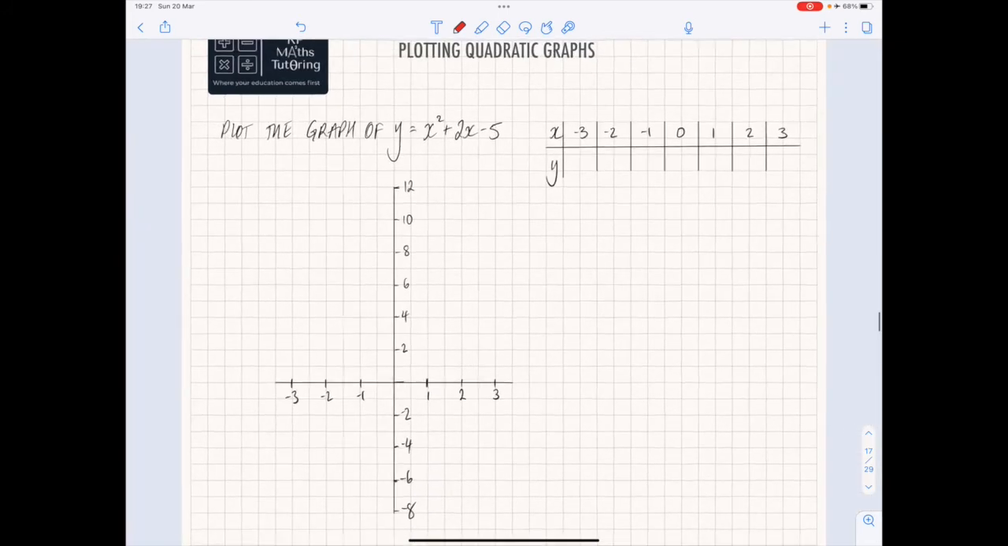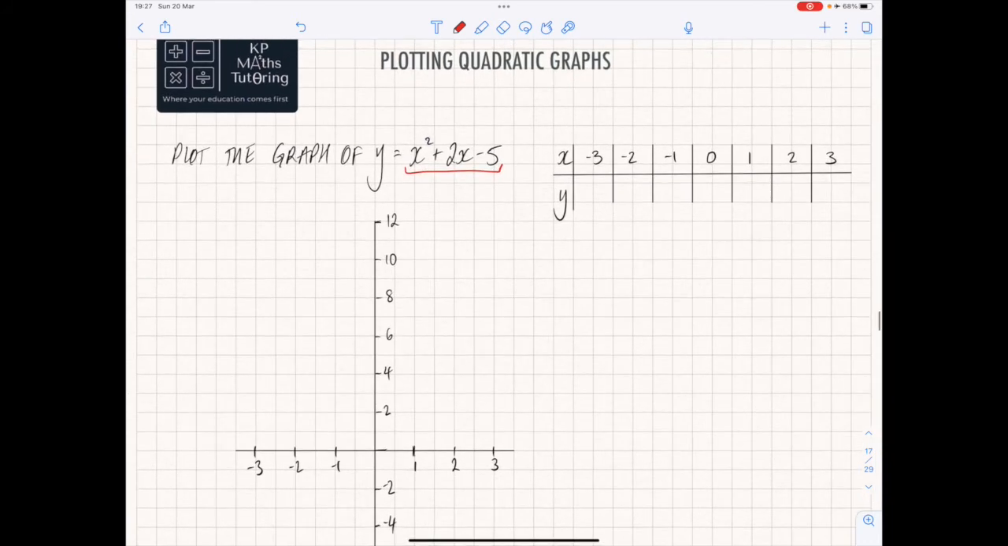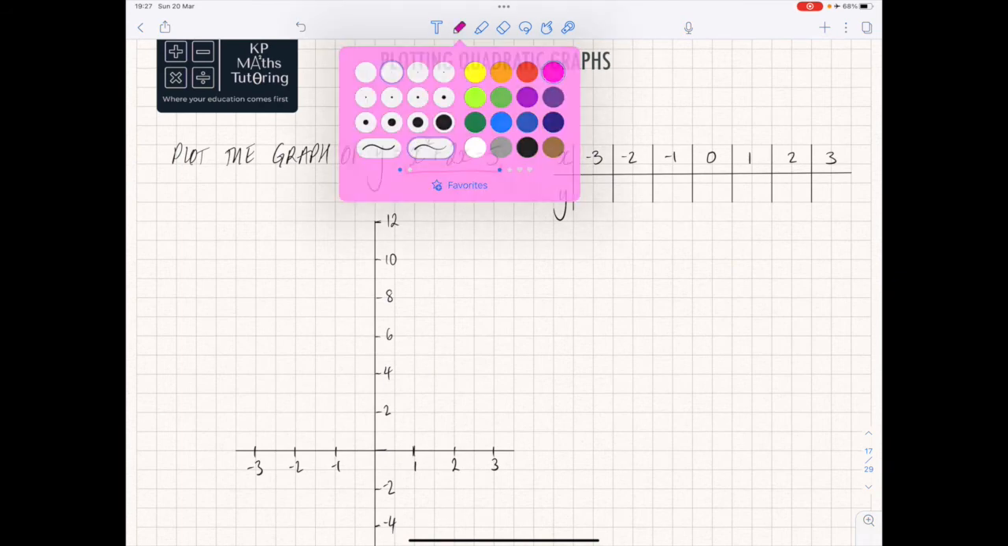Last one, if you want to have a go at this, you can. Pause the video, see if you can work out that function yourself and plot each of those points. So pause the video, give it a go, and then I'll go through the answers with you.